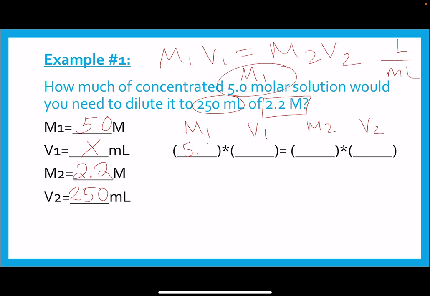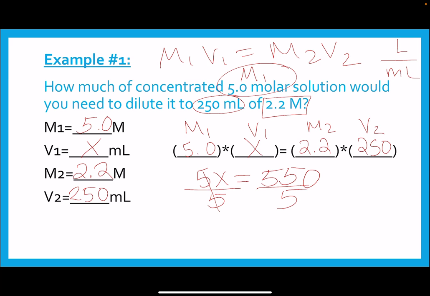So we're going to have 5.0 for our M1. We're going to have X here because I don't know that volume. We're going to have 2.2 here, and then 250 here. So we have 5X on this side, and then we're going to need our calculator. We need to multiply 2.2 times 250, and we get 550. Then we need to solve for X. We divide both sides by 5. So 550 divided by 5 is 110. So we would need 110 milliliters of our stock solution.